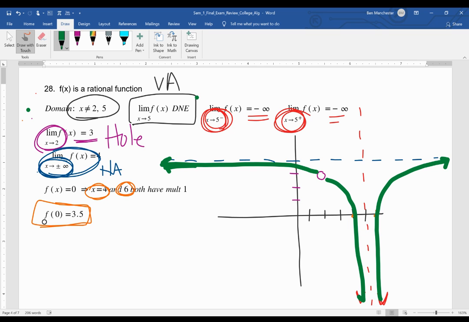That's all. Remember, if the limit as x approaches a number does not exist, that's where you get your vertical asymptote. And if the limit as x approaches a number is a number, that's where you have your hole.